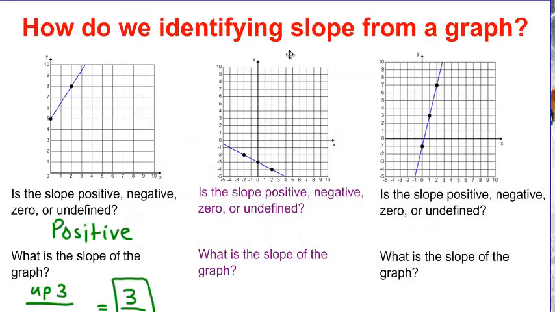Now, when we talk about how we want to identify slope from a graph, we have two questions we ask ourselves. Is the slope positive, negative, zero, or undefined? And then what is the slope?